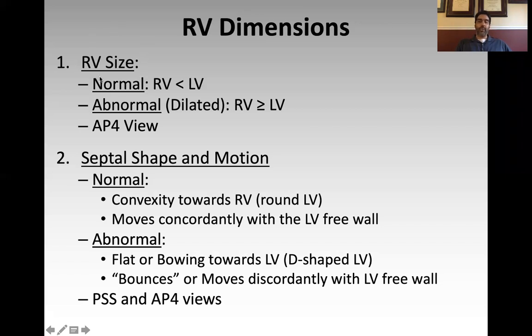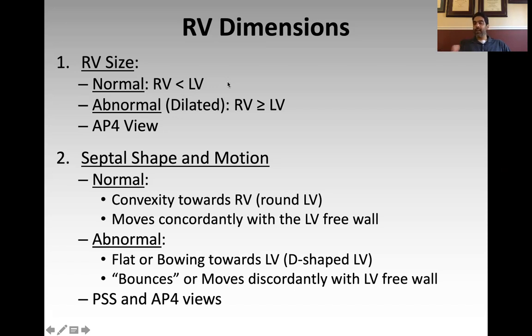And what we're trying to do essentially is compare the size of the RV to the size of the LV. To do that, we look at the base of each chamber. We're doing this in the apical 4 chamber. So remember, the apical 4 chamber view is the only view where you can accurately and fully assess RV size. So you're going to get your on-axis. It's very important to be an on-axis apical 4 chamber view. And you're going to look at the diameter of the base of the RV versus the diameter of the base of the LV. And that diameter should be smaller. The RV diameter should be smaller than the LV diameter.